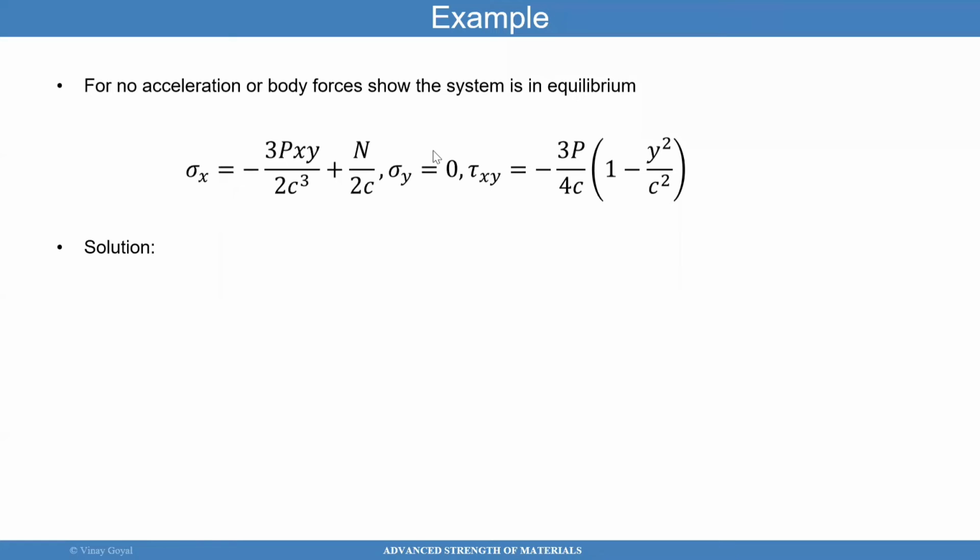So let's apply it with an example. So sigma x is given as this, sigma y is 0, and tau xy is this amount. All the other stresses are zero. We want to show that this system is in equilibrium.